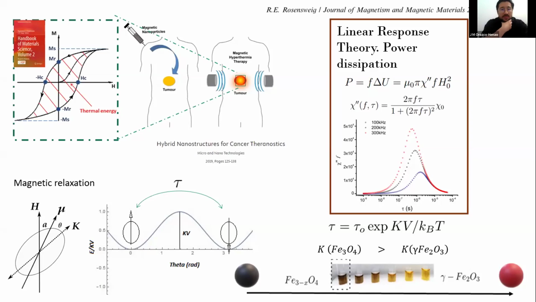Back in 2002, Rosensweig published a study where he breaks down how magnetic nanoparticles interact with these alternating magnetic fields. He came up with a formula to figure out how much power these tiny magnetic particles lose based on the linear response theory. Basically, the power is tied to how long it takes for the particle's magnetic moment, that is, its direction, to flip from one stable state to another.